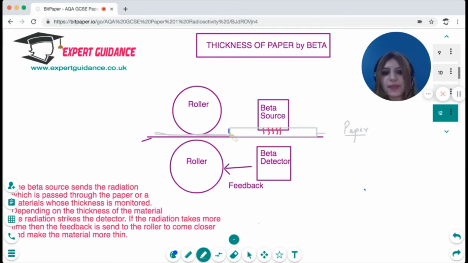Next we have the thickness of paper controlled by a beta source. You can see this is a paper, and we have a beta source emitting beta radiation and a beta detector, and that is giving feedback to the roller. Now if the radiation is taking a lot of time to come to the detector, then the detector will find out that the paper is thicker than what is required. So depending on the signals it is getting from the beta source, if the radiation is taking a greater time, it will send feedback to the rollers to come closer to each other and make the paper thinner. Okay, so this is how we can control the thickness of paper or many metal sheets by beta.